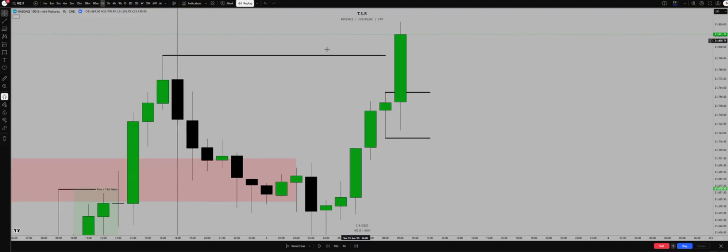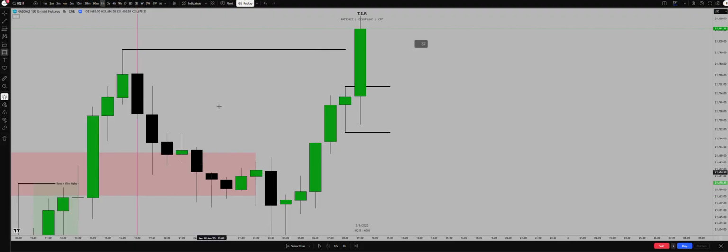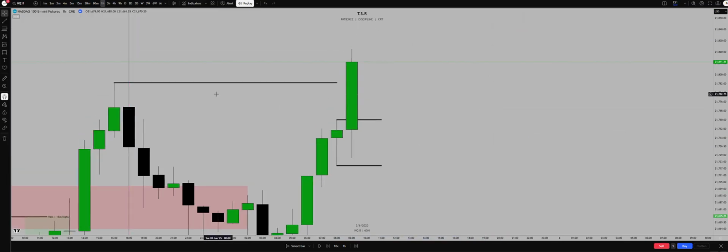Now, is there any hourly key level below us? Yep, there is a fair value gap here and a fair value gap here. We'll just ignore this fair value gap because price clearly just ran up. So we'll ignore that. Keep an eye on this and see if there's a potential 15-minute CRT there.